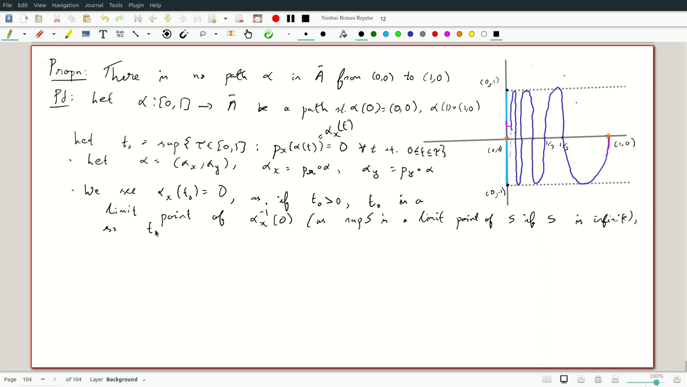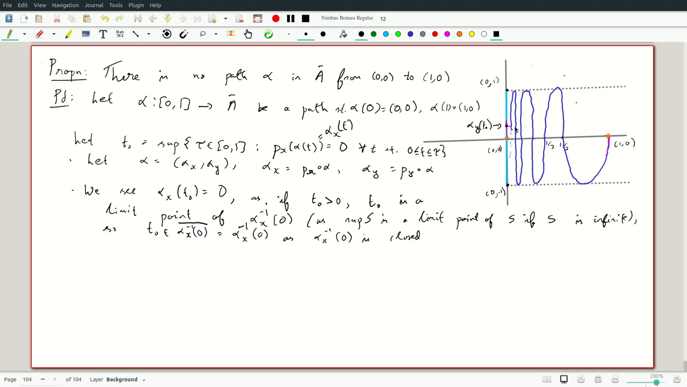So t0 is in the closure of alpha x inverse of 0. But this is closed, so it equals alpha x inverse of 0, as the inverse image of a point. A point is closed in R, so alpha x inverse of 0 is the inverse image of a closed set, so it's closed. So we know at t0 you're at this point. So maybe this is where you are at t0. So let this be alpha y of t0.